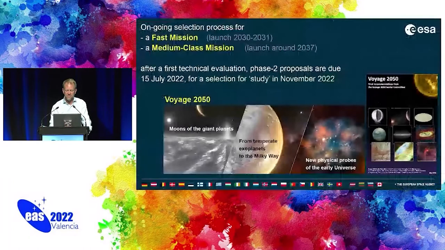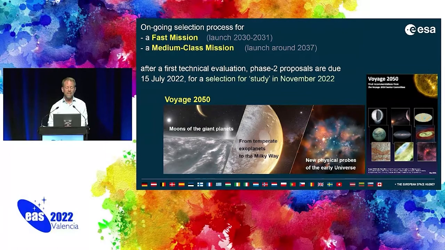And then finally, what's ongoing, we have at the moment a selection process for one fast mission. So these are relatively small-sized missions, more agile, more flexible to launch faster, so within less than a decade, launched in 2030, 2031, and for a medium-class mission. So that's kind of a 500 million-class mission.